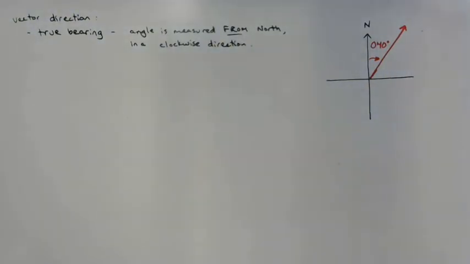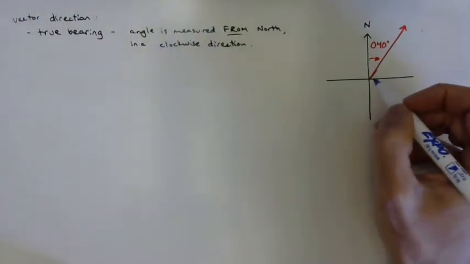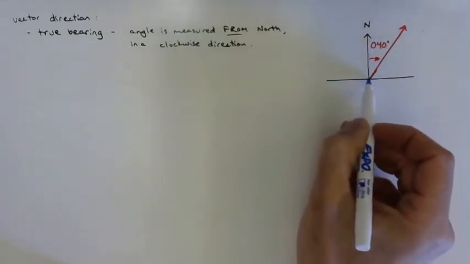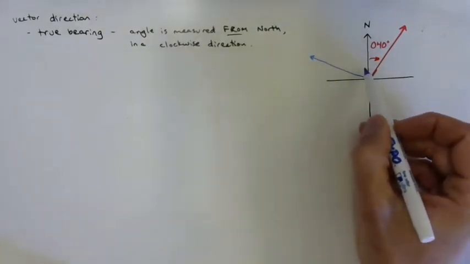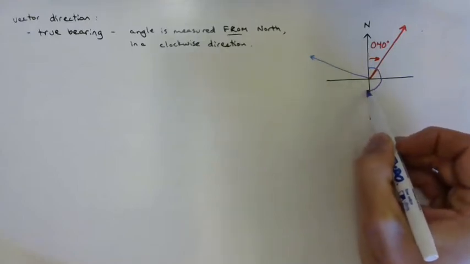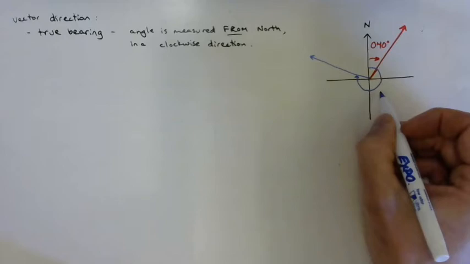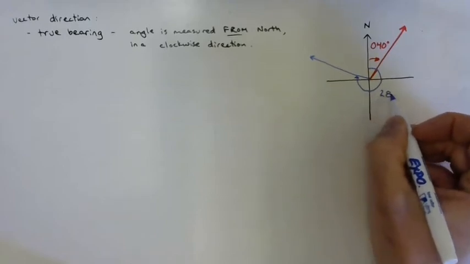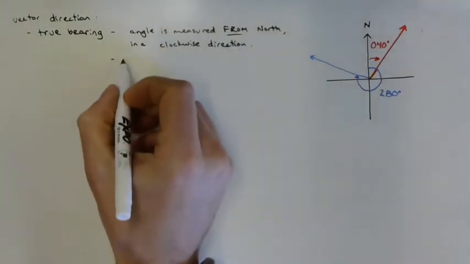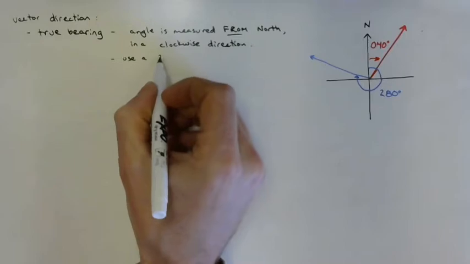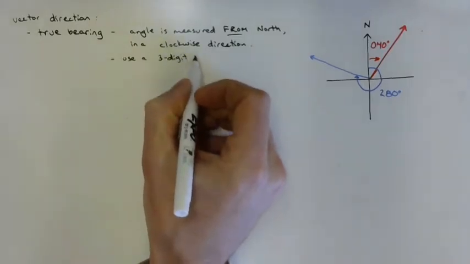So we could do another one. Let's say, let's go over here. So you might be tempted to head counterclockwise here. Don't do it, okay? We're going to go all the way around from north, past 270 to 280. So that would be 280 degrees. Okay? So they're always expressed using a 3-digit number.